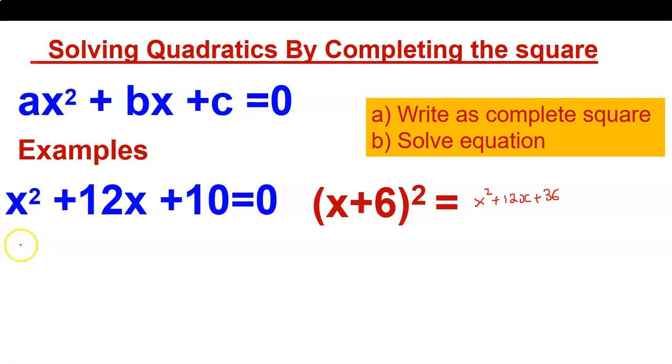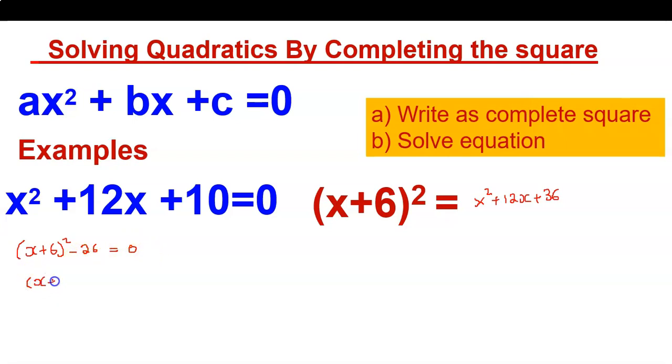And that's what I'm going to write down here. So the blue equation now becomes (x + 6) squared. Since that gives you 36, I need to take away 26 to get plus 10 back. Okay, now let us solve this. Let us solve it for x.